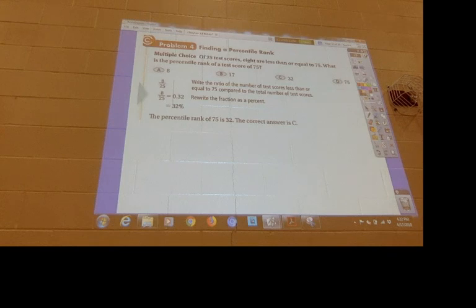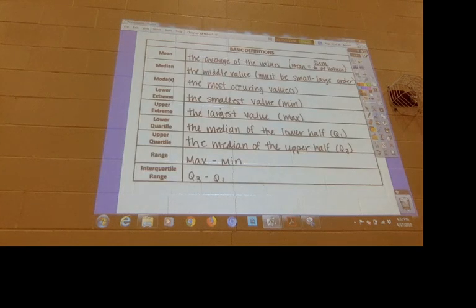All right. I have not seen the percentile rank on the test, so I'm good at avoiding that. I want to go to the other packet. You don't have to write all of them. It's for you. I would write the ones that you don't know. Your lower extreme is your min. Upper extreme, obviously, would be your max. Lower quartile, that's your Q1 in your box plot. Upper quartile, that's your Q3. Interquartile range is Q1 to Q3, subtracting that to find a range value.